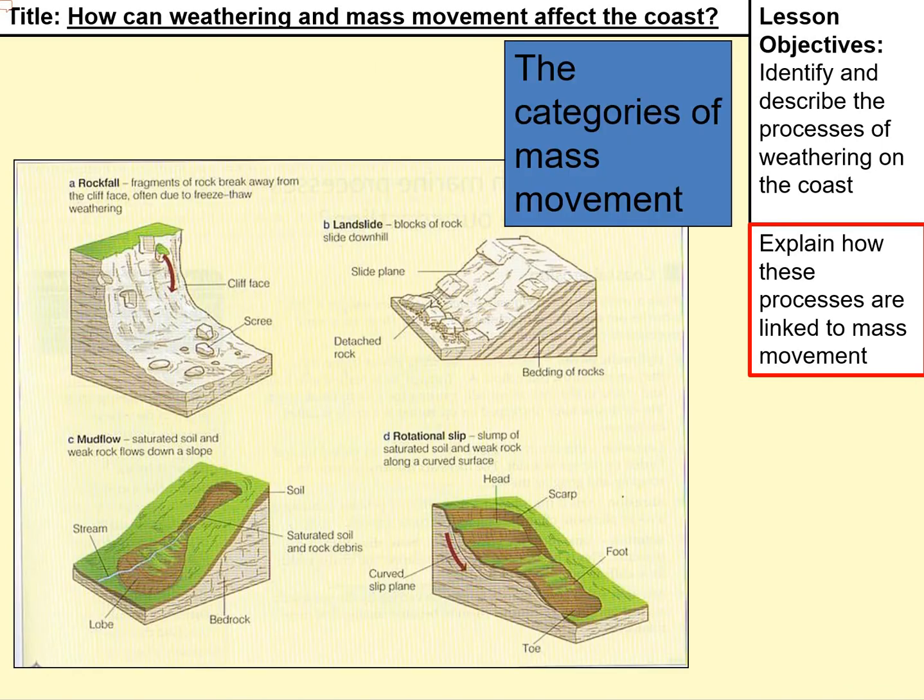Now, there are 4 types of mass movement. There are rock falls, usually caused by freeze thaw. There are landslides, which can be very dangerous to local populations. So that's when blocks literally slide down the hill after weakening through weathering. You can have mud flows, like you've just seen on the previous example, where the saturated wet soil will actually weaken and slump down and slide down the slope. And then you can have rotational slip, which is the slumping of saturated soils on a slightly curved surface.